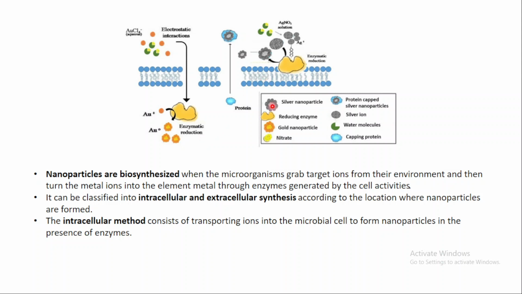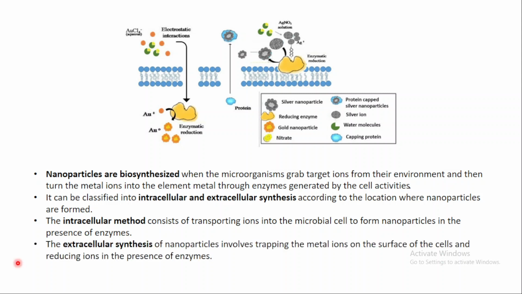Okay. So here this shows a reducing enzyme. This one is a reducing enzyme, gold nanoparticle, and conjugated to the water molecule. These green molecules are water molecules. There are some nitrates and other elements here, along with gold chloride and water molecules. This will come inside the cell, and the enzymatic reduction will happen inside the cell. That's why it's called intracellular.